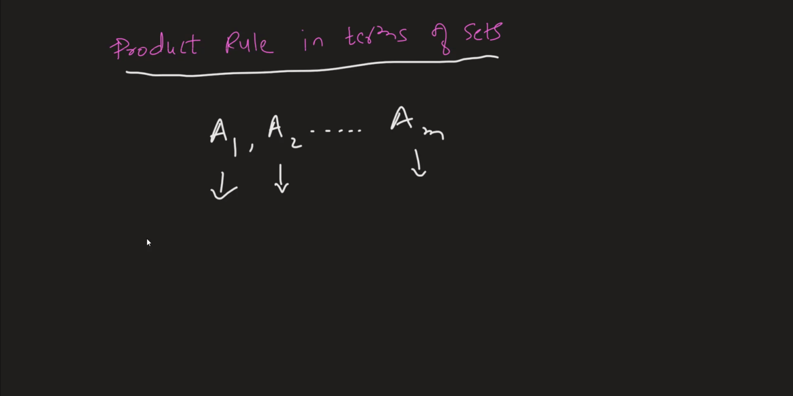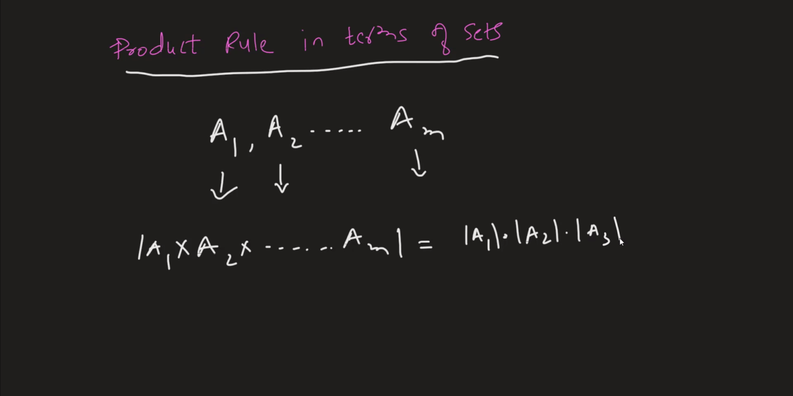So if we try to represent it mathematically, it's like this. This represents our Cartesian product, A1 cross A2 cross so on to AM, is equal to the number of elements in A1 times the number of elements in A2 times the number of elements in A3, so on to the number of elements in AM. So this is how we represent the product rule mathematically in terms of the sets.